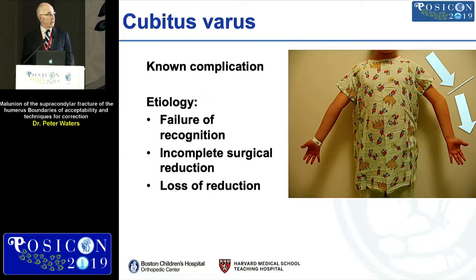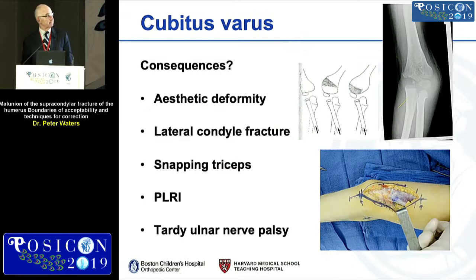The etiology here is failure to recognize the malunion, or an incomplete surgical reduction, or a loss of reduction. So in many respects, this falls on us in terms of once the patient presents to us, proper treatment, and then go on to healing. And most of these children, fortunately, don't have devascularizing poor biology.